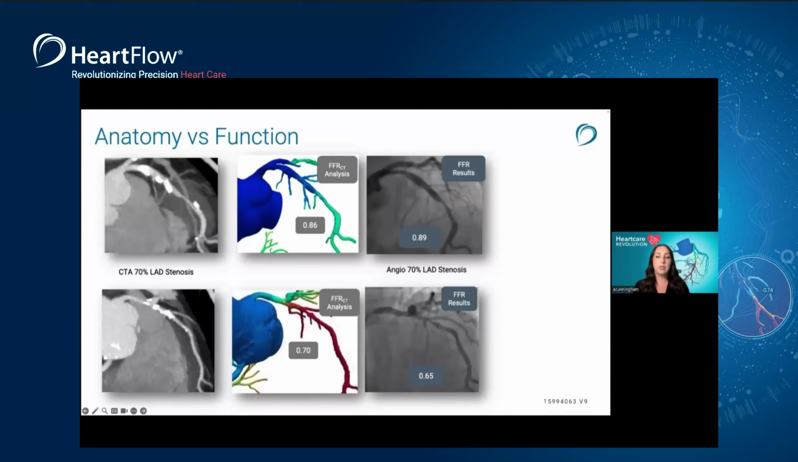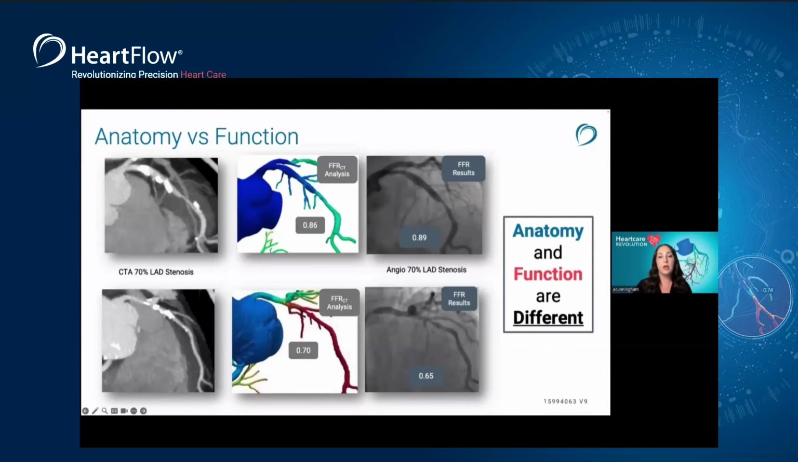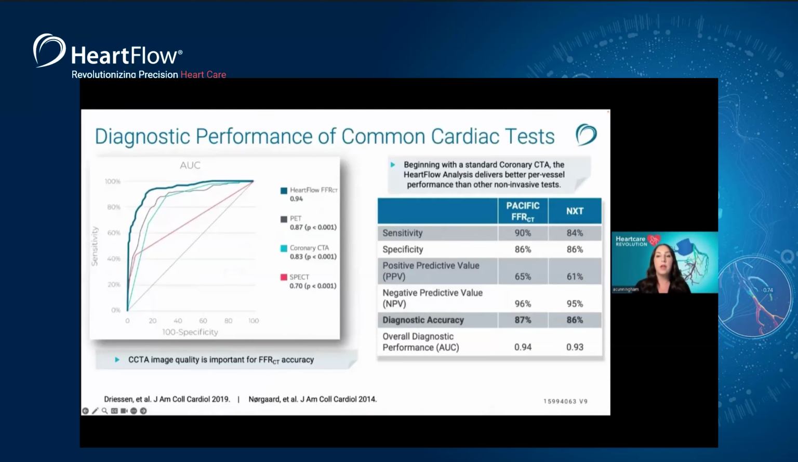FFR and FFRCT measurements correlated well. Anatomy and function are different. One method of reporting the accuracy of a diagnostic test is the AUC curve. AUC stands for area under the curve, where the test with the largest area underneath the curve is best.